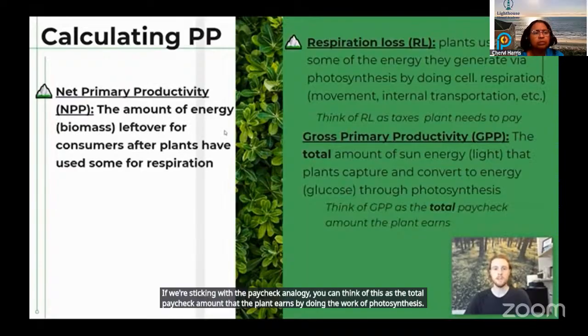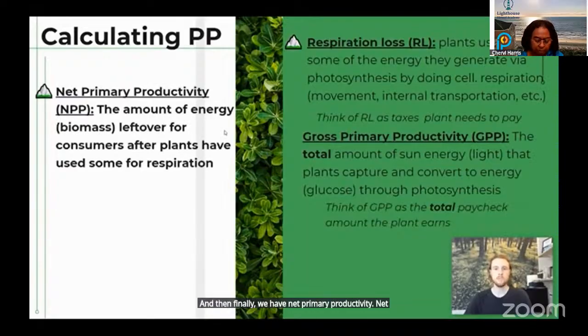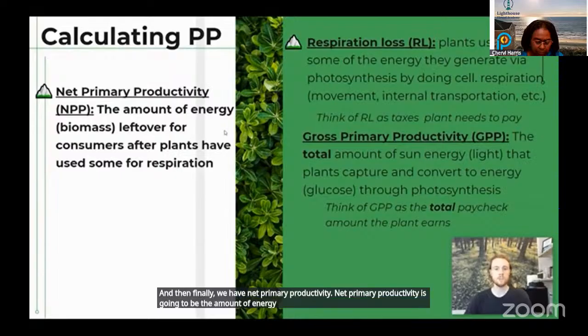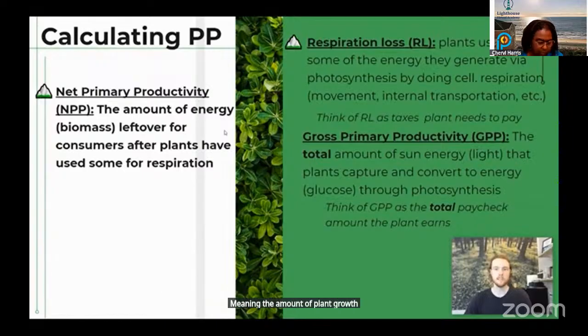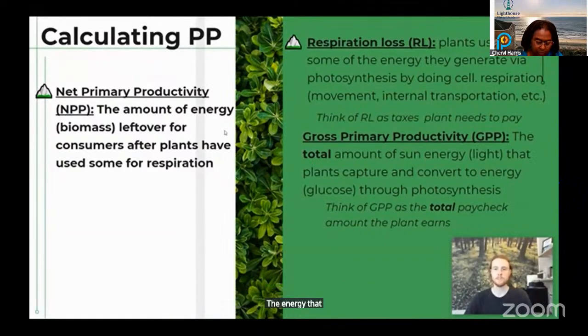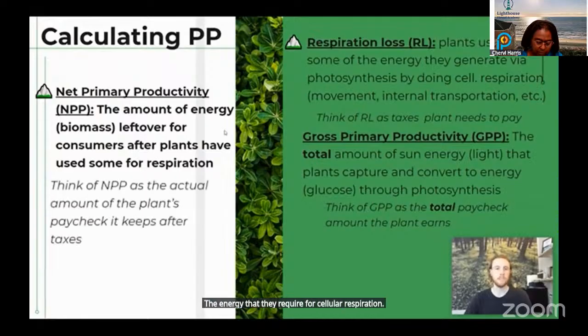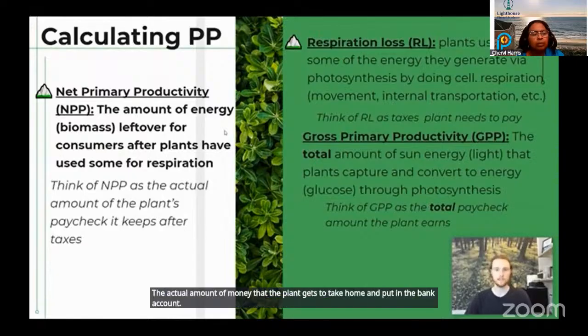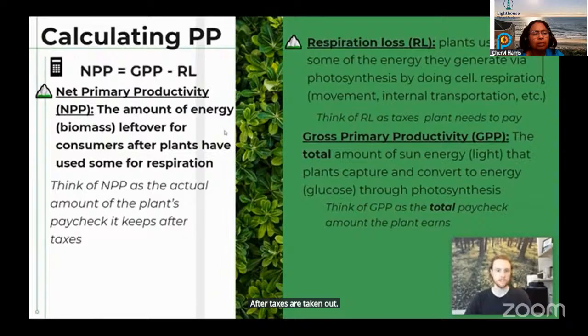And then finally, we have net primary productivity. Net primary productivity is going to be the amount of energy that the plant is able to actually store as biomass, meaning the amount of plant growth that takes place. This is what's left over for consumers like animals that need to eat the plants after the plants have used up the energy that they require for cellular respiration. Think of this as the take-home pay, the actual amount of money that the plant gets to take home and put in the bank account after taxes are taken out. We have a simple equation for this. It's NPP equals GPP minus respiration loss. So we'll do some practice with these equations in a later video.